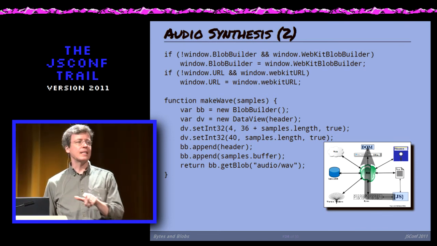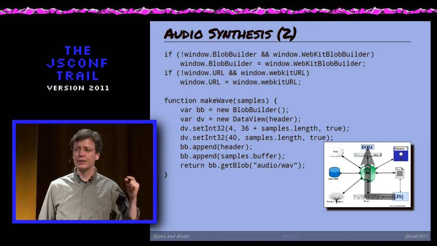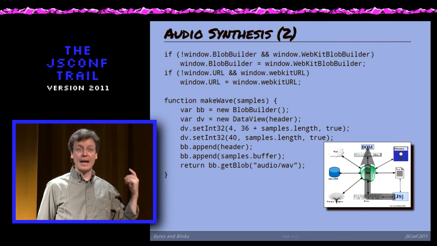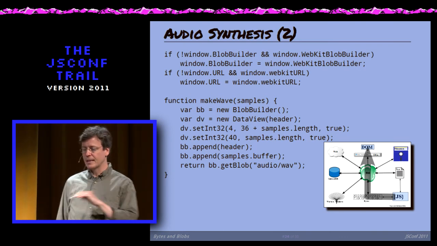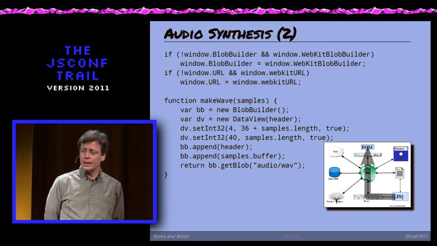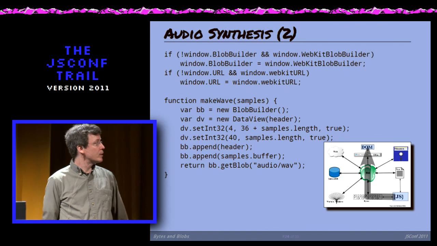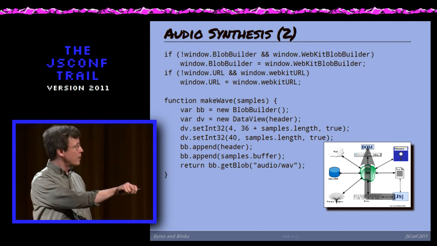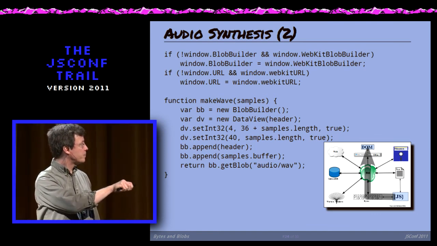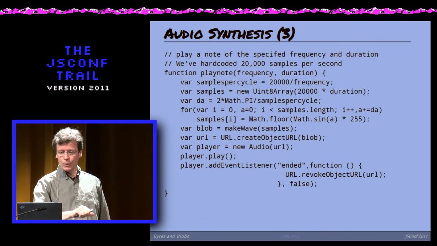And then it uses these setInt32s to stick in the length of the samples. That was the one thing that was missing from the header, the numbers that say how big the file is going to be. So we stick those in with the DataView object. And then we use the BlobBuilder. We append the header to it, and then we append the samples to it, and call getBlob on it to return a blob with the MIME type audio/wave. This function returns that. So on slide 3, you'll see what we do with that.